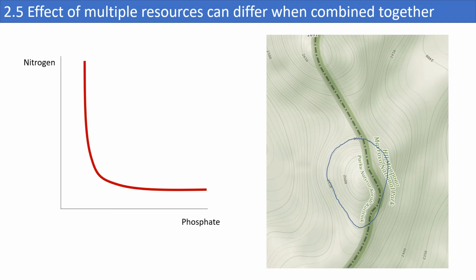The resource isocline here is typical for two non-substitutable resources. The line never intersects with the plot axis. So the x-end of the isocline can give us the limitation level of nitrogen below which the population cannot grow because it doesn't have enough of the resource. Similarly, the y level of the isocline gives the limitation level of phosphate.